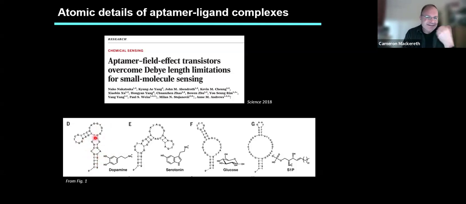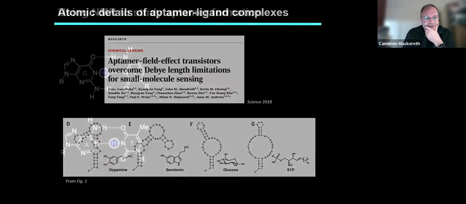And somehow it was expected that it would bind specifically to dopamine. So this was the starting point. We knew that the DNA aptamer was functional, and we knew that it bound to dopamine, and that was about it. So we decided to start from here and see what it looked like by NMR spectroscopy.